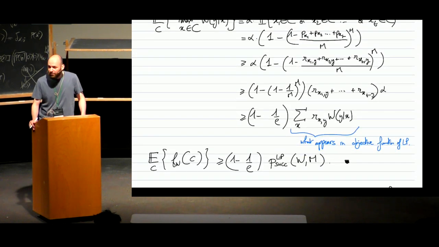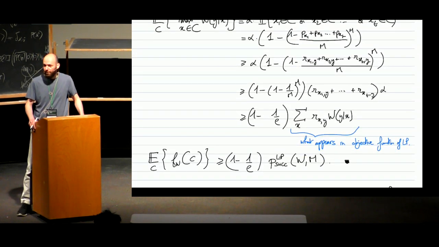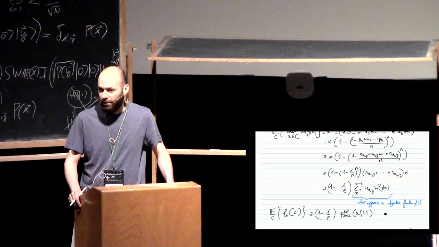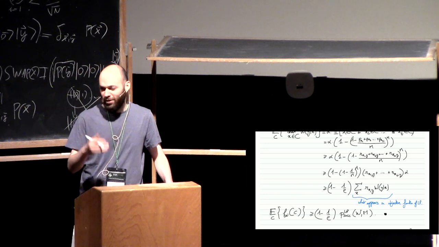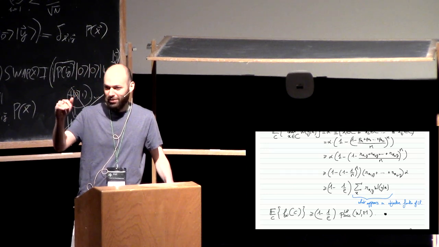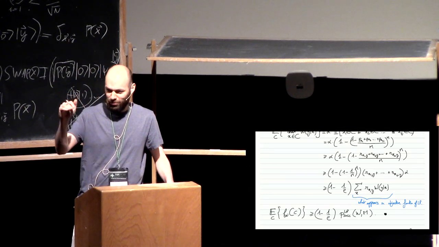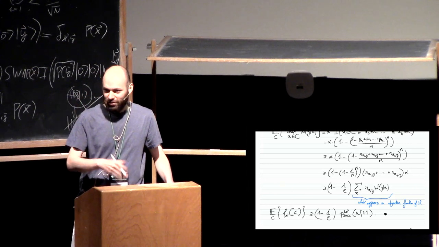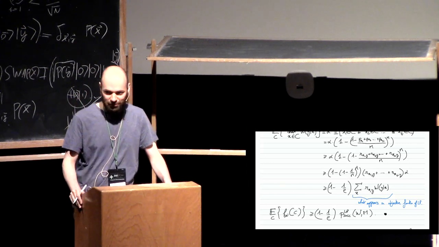Yes? If you compute the non-signaling value and it turns out to be 1, do you know that maybe you get some better results? No, because there are examples where the non-signaling value is 1, and you can construct examples with non-signaling value 1 and the success probability is 1 minus 1 over e. Yeah.